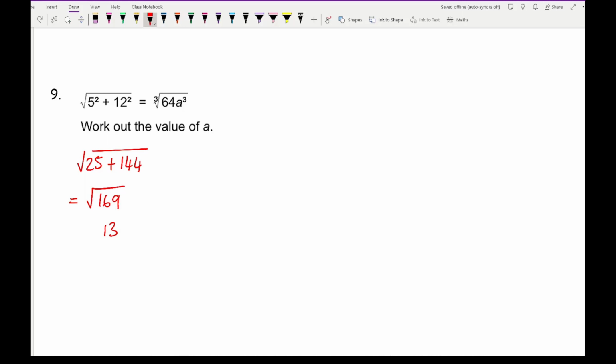So then looking at simplifying the right hand side, we can notice that the cube root of 64a cubed, knowing the rules of surds, can be written as the cube root of 64 times the cube root of a cubed. Now 64 is a cube number because that's 4 cubed, and we can cube root a cubed, and that just gives us a. So 13 equals 4a, and so therefore a equals 13 over 4.